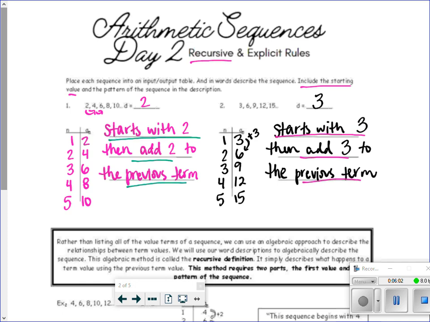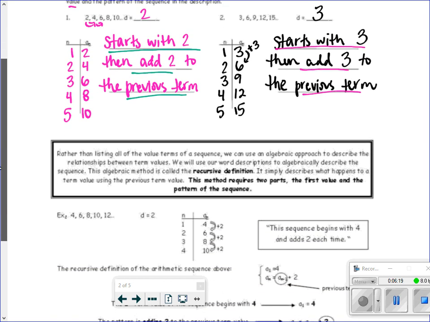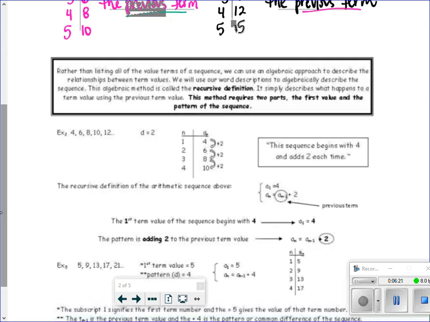We use the recursive rule if you're ever just asked to make a table of a sequence. With the recursive rule, we're not plugging things in to solve anything. The purpose of it is to help build that table, build the sequence itself. It's not on here, but I'm going to write an example out to the side.